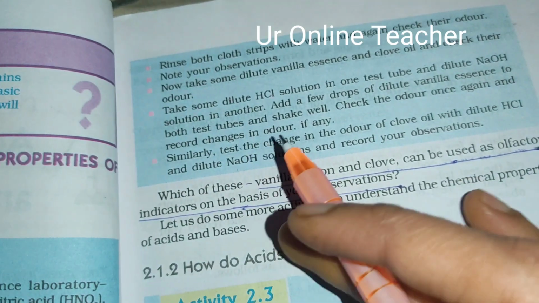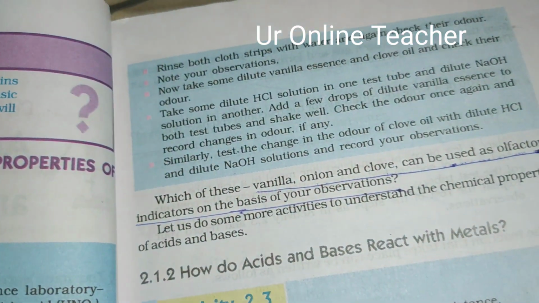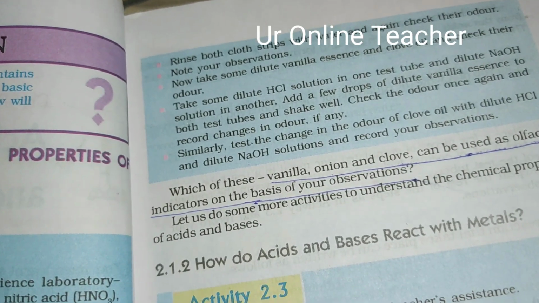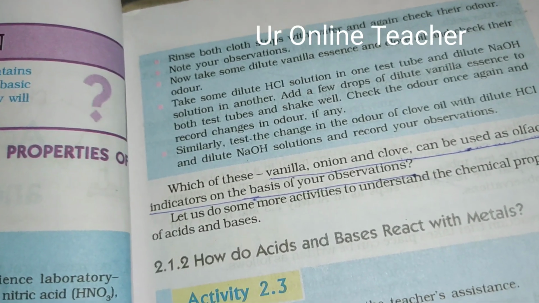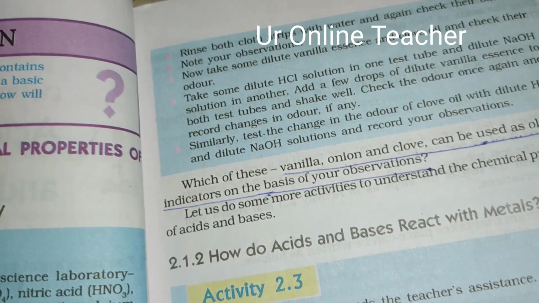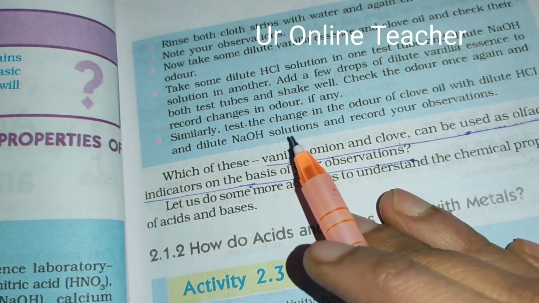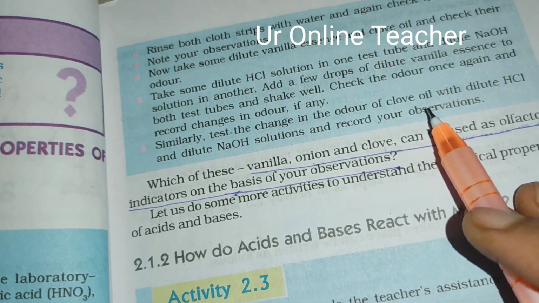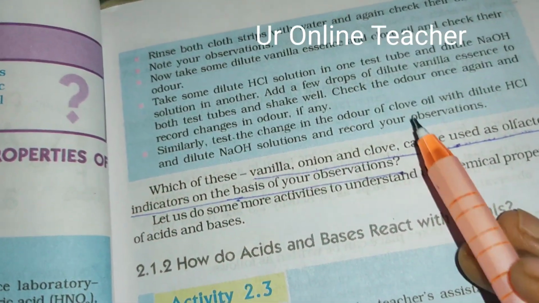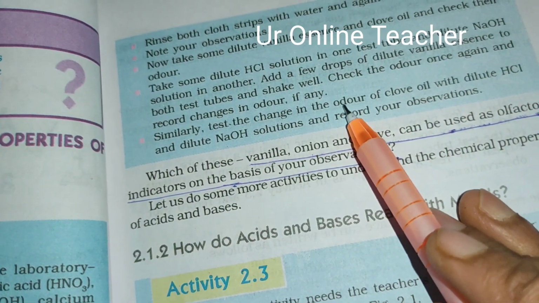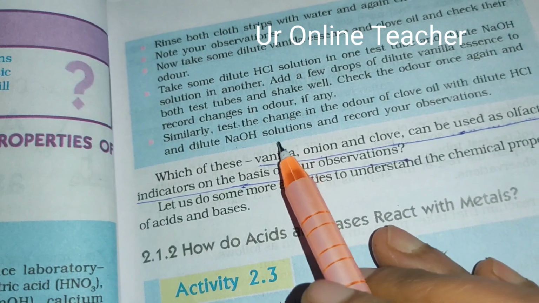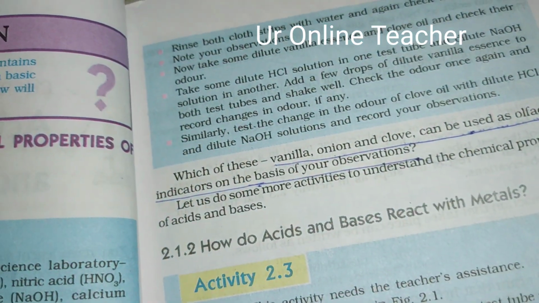So take some dilute HCl in one test tube and dilute NaOH in another, one acid and one base, and add a few drops of vanilla essence to both the test tubes and shake well. Check the odor again and record again. Like this we can check. Similarly, test the change in the odor of clove oil with dilute HCl. So the clove oil, how the smell changes with acid and also with base, and record your observations.